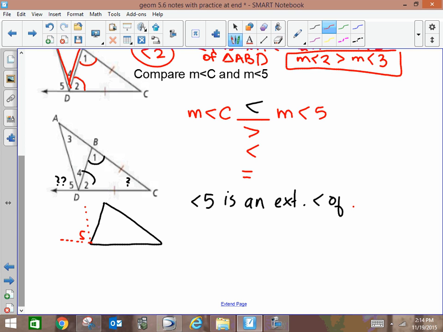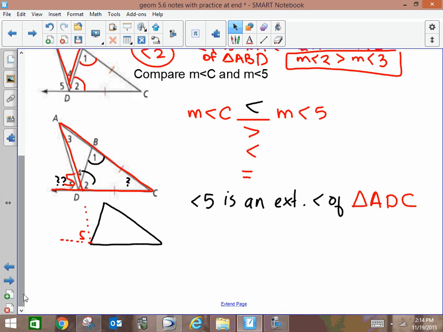All right, one more time. ADC. ADC, there you go. Okay, if you look at ADC, A to D to C, and you extend one side, that's angle 5. Angle 5 is bigger than angle C because 5 is an exterior angle. C plus something has to be 5, so 5's got to be bigger. Does that make sense to you? Yes? Lucy? That makes sense?